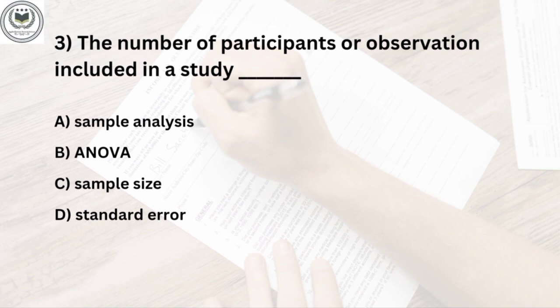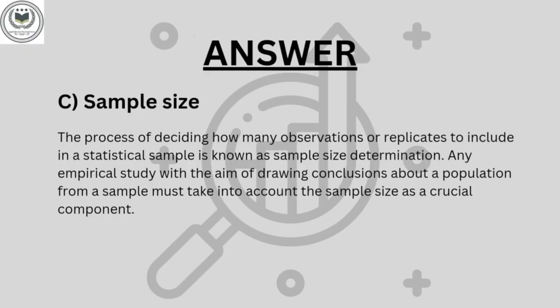Third question is, the number of participants or observations included in a study. Option A sample analysis, option B ANOVA, option C sample size and option D standard error. The answer of the third question is option C sample size.